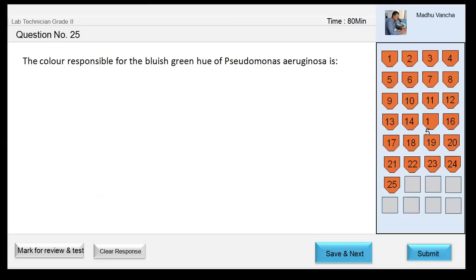Next question, the pigment responsible for the bluish green color due to Pseudomonas aeruginosa. So which factor is responsible for bluish green color? Option A, pyoverdin. Option B, pyorubin. Option C, pyocyanin. Option D, pyomelanin. Here the right answer is pyocyanin. So pyocyanin is responsible for the bluish green hue of Pseudomonas aeruginosa.